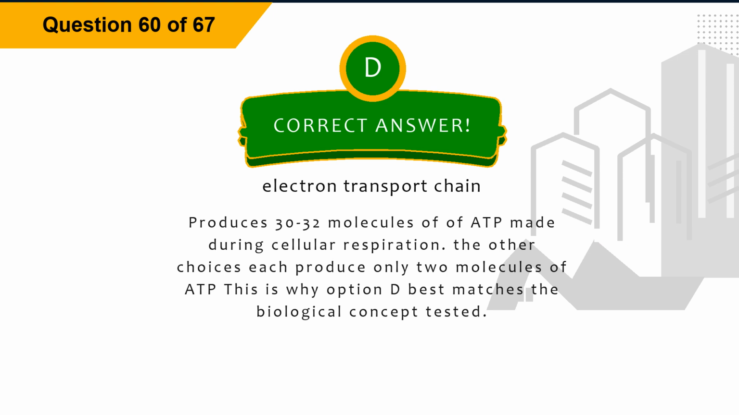Explanation. The electron transport chain produces 30-32 molecules of ATP made during cellular respiration. The other choices each produce only 2 molecules of ADP. This is why option D best matches the biological concept tested.